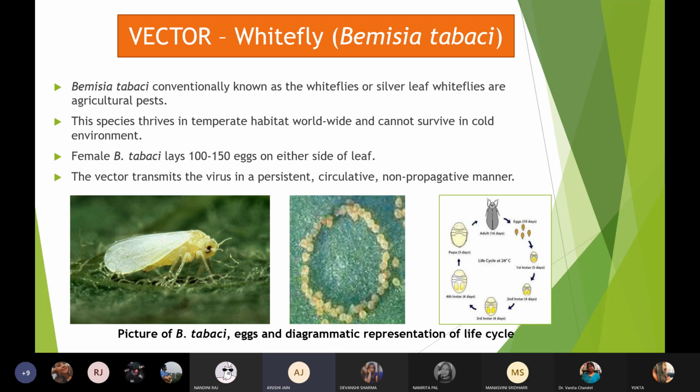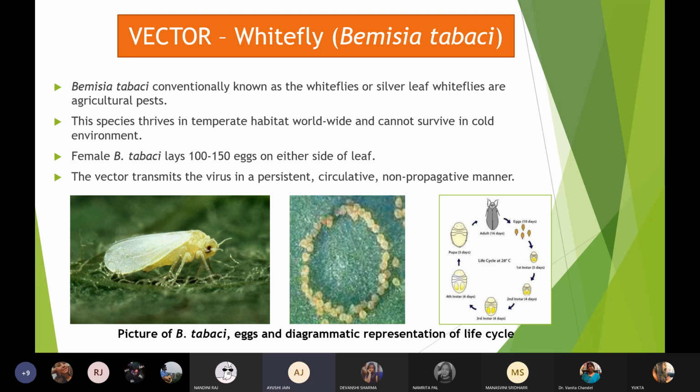So, Begomoviruses are obligately vectored by an insect vector called whitefly, Bemisia tabaci, conventionally known as the whiteflies or silverleaf whiteflies. This species thrives in temperate habitat worldwide and cannot survive in cold environments. This vector allows rapid and efficient propagation of the virus because it is an indiscriminate feeder.